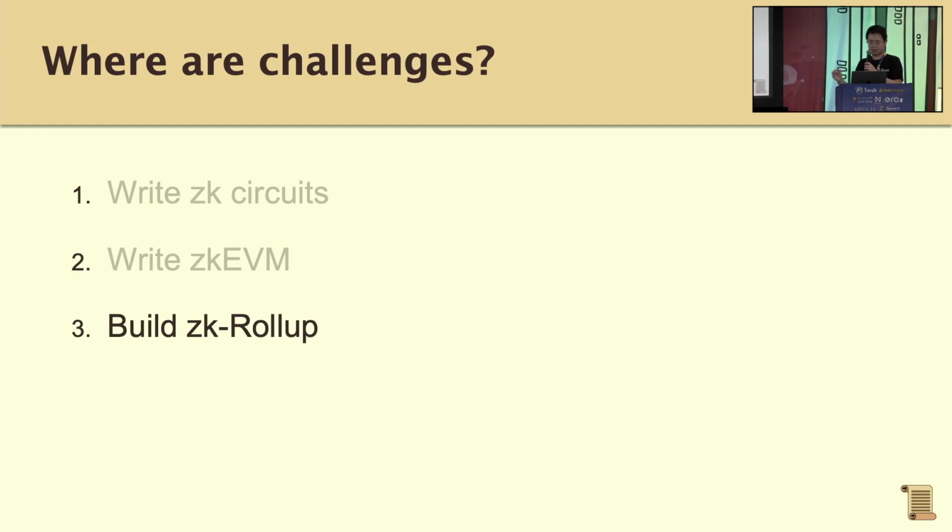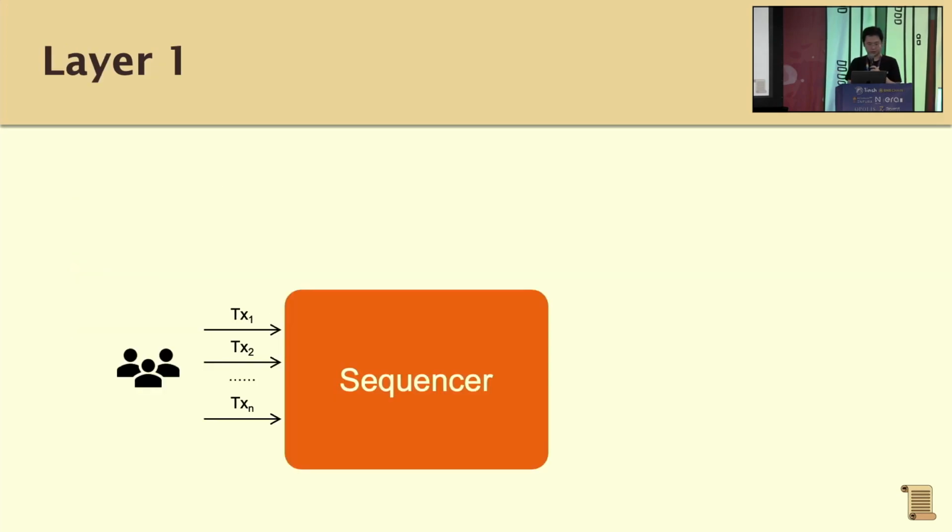Now, let's say if we have the zkEVM, how can we build the zkRollup? How do we build the zkRollup infrastructures? So let's also start from a simple example. In layer 1, things are more straightforward. The user just sends the transaction to the sequencer, and the sequencer will do some ordering of the transactions in the mempool and then process the blocks in layer 1.